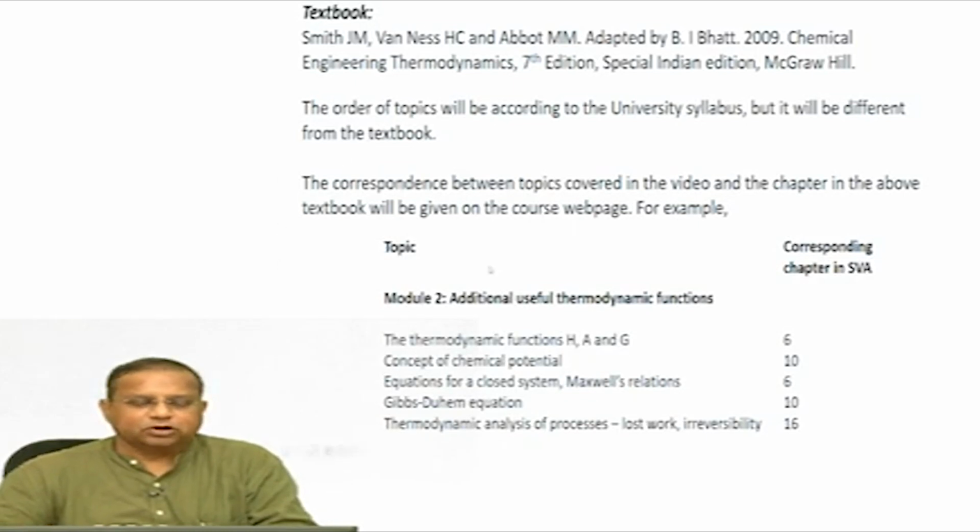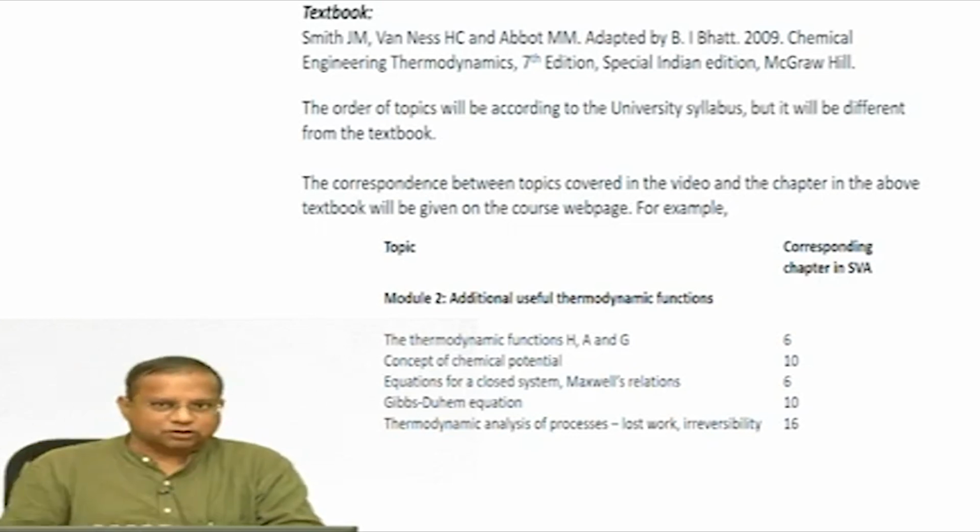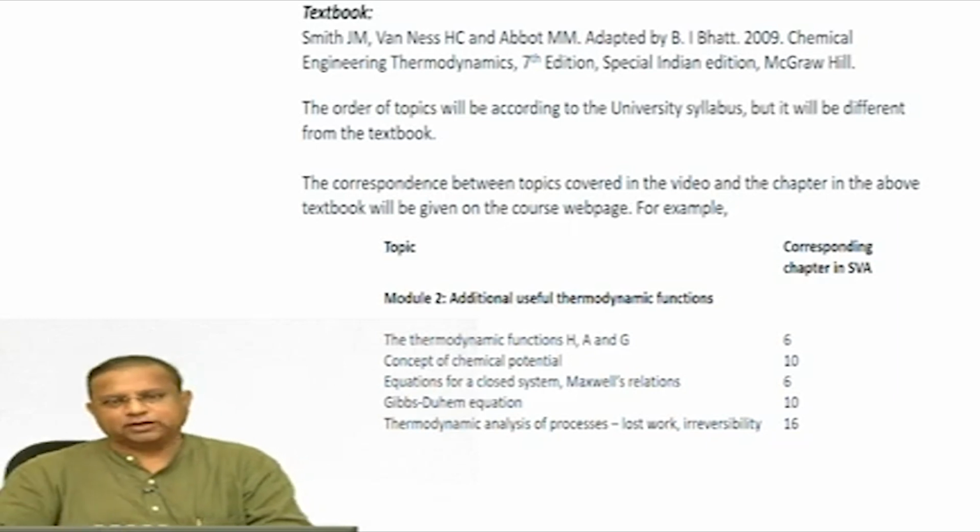For example, module 2, additional useful thermodynamic functions. The thermodynamic functions H, A and G are from chapter 6. The concept of chemical potential is from chapter 10. Equations for a closed system, Maxwell's relations, are from chapter 6 again. Then Gibbs-Duhem equation is from chapter 10. Thermodynamic analysis of processes such as lost work, irreversibility and so on are from chapter 16, and so on. It will go back and forth, but don't worry, this will be available to you.